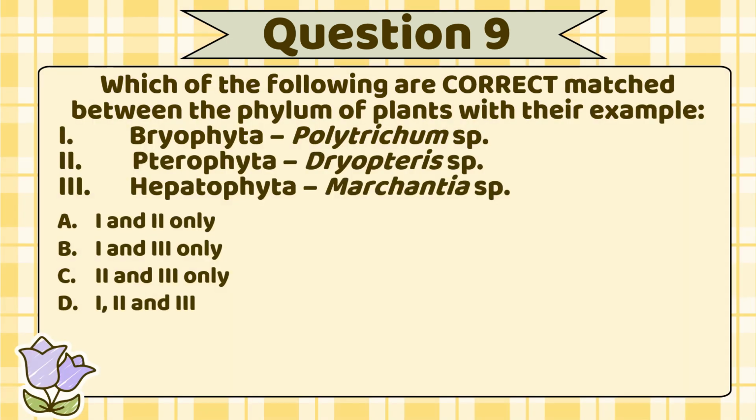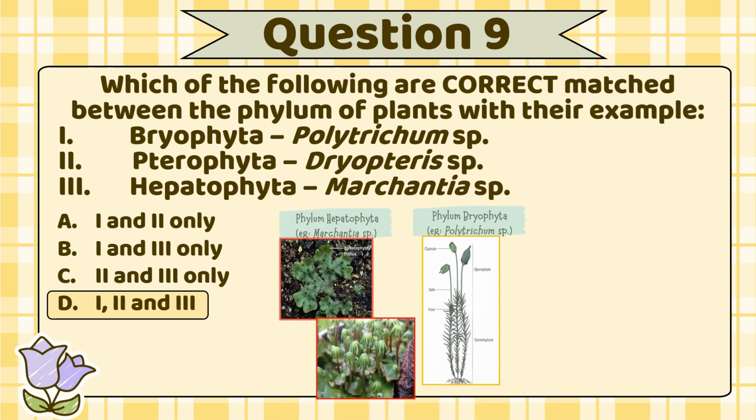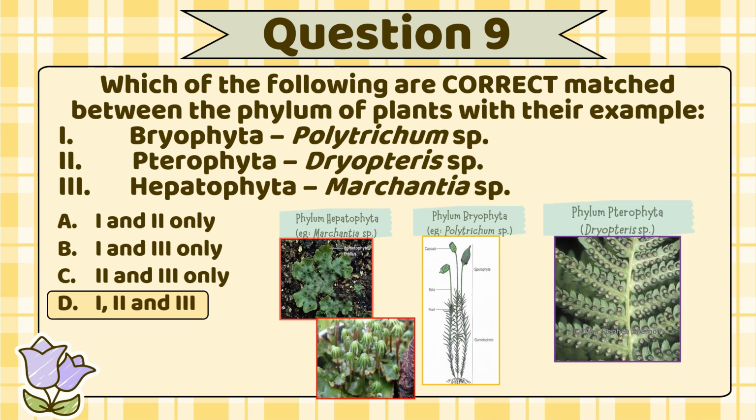Question 9. Which of the following are correct match between the phylum of plants with their example? The answer is D. All of them. Bryophyta and also Hepatophyta fall under group bryophytes. The example for Bryophyta is Polytrichum species, while the example for Hepatophyta is Marchantia species. Statement 2, which is Pterophyta, is actually a type of pteridophytes. Example of the species is Dryopteris species.